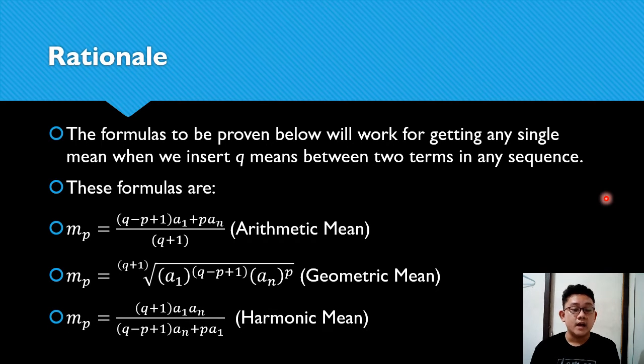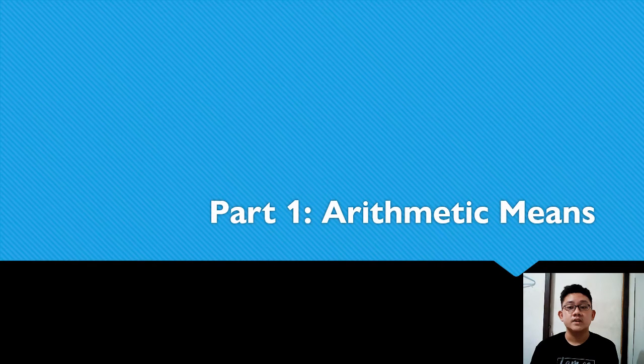Finally, we have m sub p is equal to the product of quantity q plus 1, a sub 1, and a sub n all over q minus p plus 1 times a sub n plus p a sub 1 for your harmonic mean. So first, let's start with the arithmetic means.